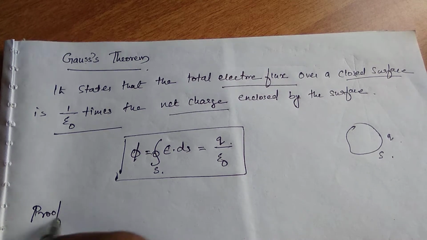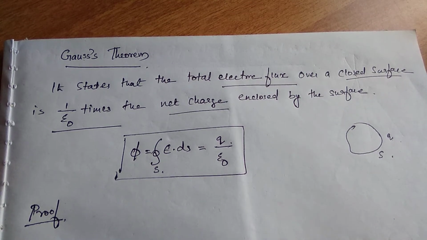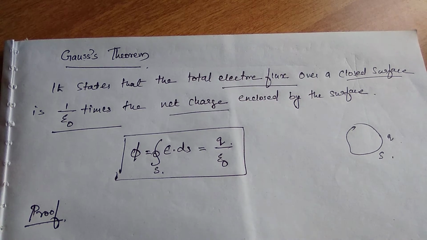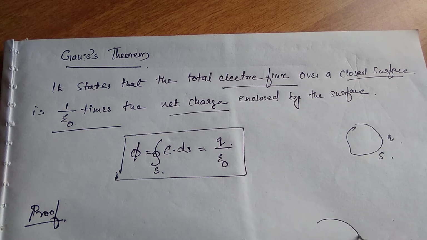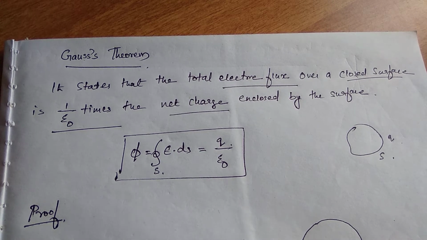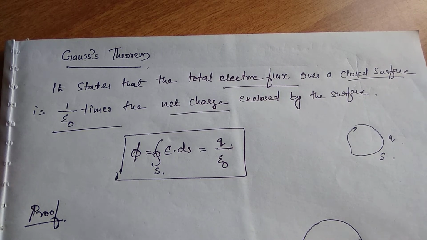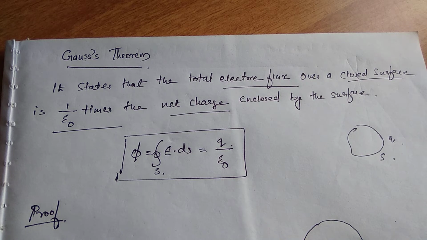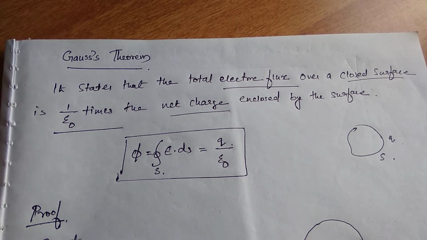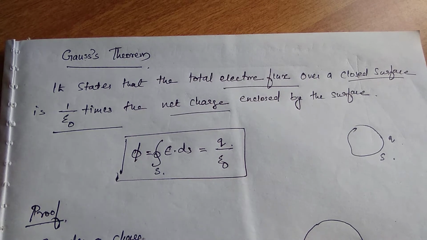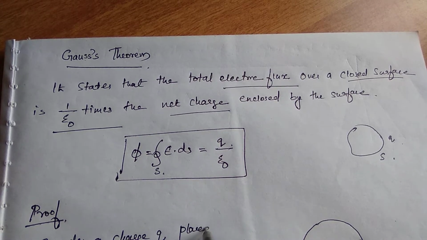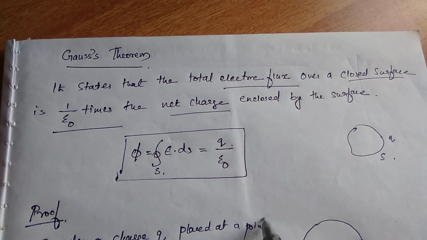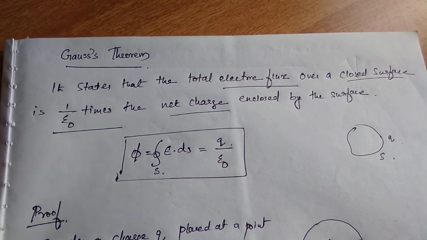Proof of Gauss theorem. Consider a charge Q placed at a point, and construct a Gaussian spherical surface of radius, we can take the radius as small letter r. We are placing a charge here and constructing a Gaussian surface in this electric field. Consider a charge Q placed at a point, we can take this point as O, in free space.